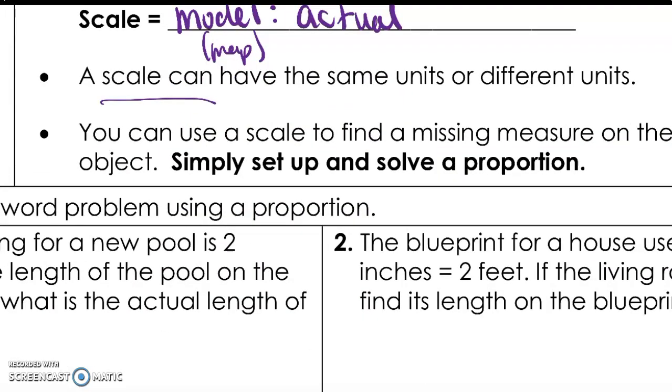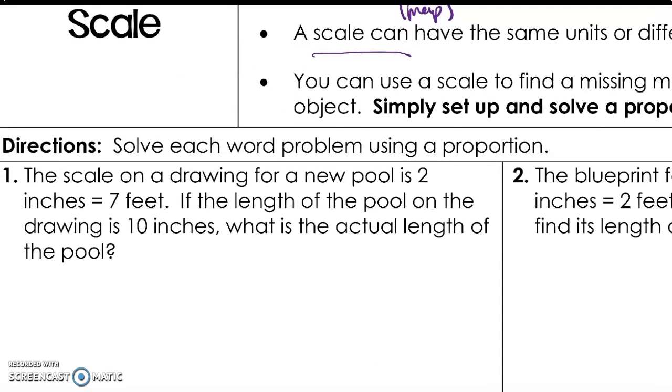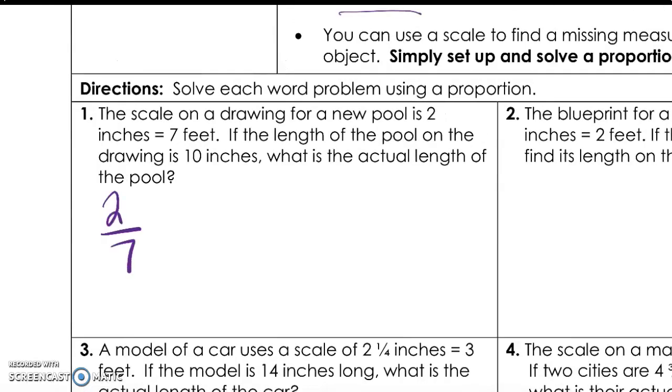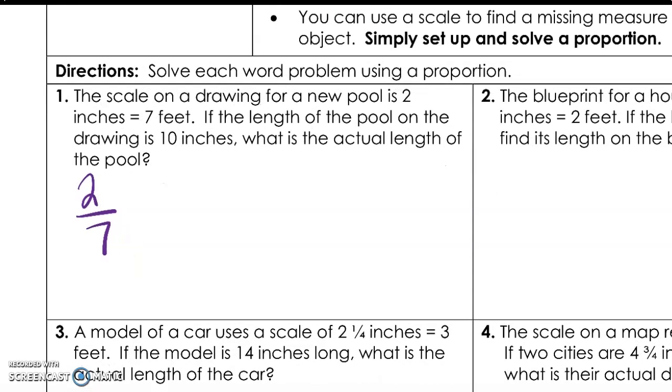So the way you solve these is proportions again. And for these, whatever they give you for the scale is going to be your first ratio. And then you just have to figure out how to set up the second one. So if we look at number 1, it says that we have 2 inches equal to 7 feet. So 2 to 7 is our scale.